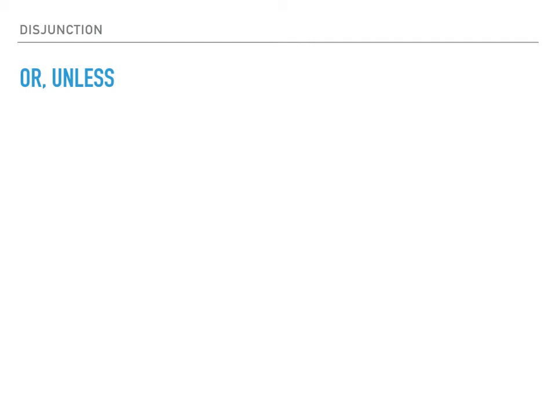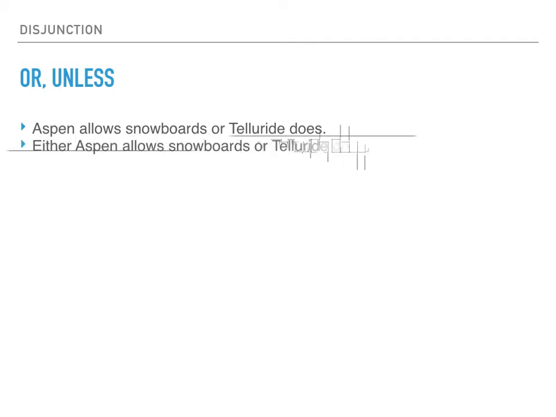Disjunction we use to translate sentences involving or, as well as unless. Unless is a bit tricky, so I'll just start with the easy case first. So here again, examples from the book. It says Aspen allows snowboards, or Telluride does. I don't know if I'm pronouncing that right. Telluride. Either Aspen allows snowboards or Telluride does.